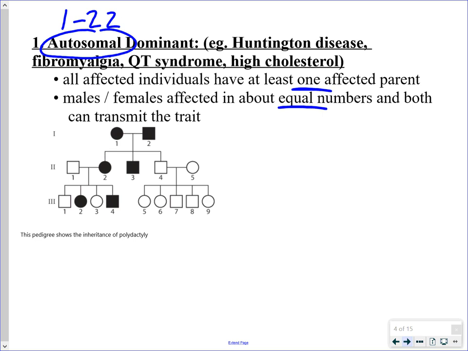If we take a look at this pedigree, which is for something referred to as polydactyly, which is having more than 5 digits on your hands and your feet, that one is autosomal dominant. In this pedigree, we do see that exactly the same number of males and females are affected. It doesn't have to necessarily show that, but there shouldn't be any big and obvious difference between males and females that are affected.